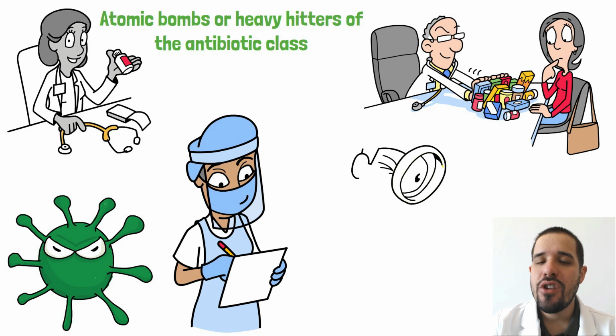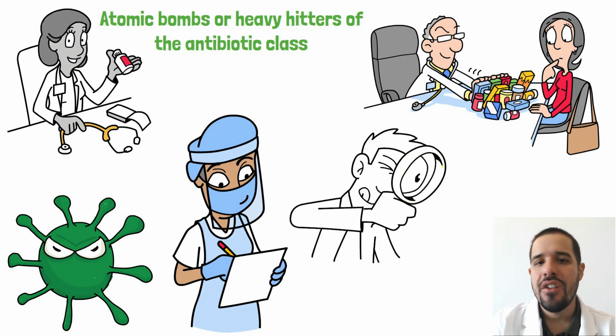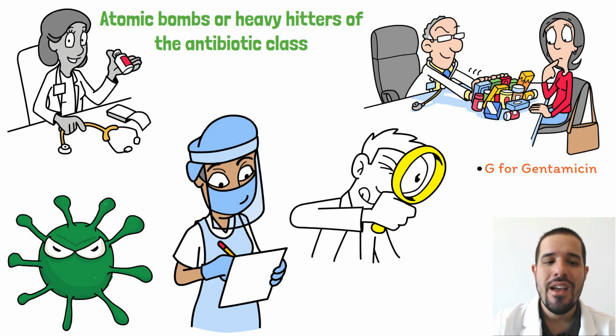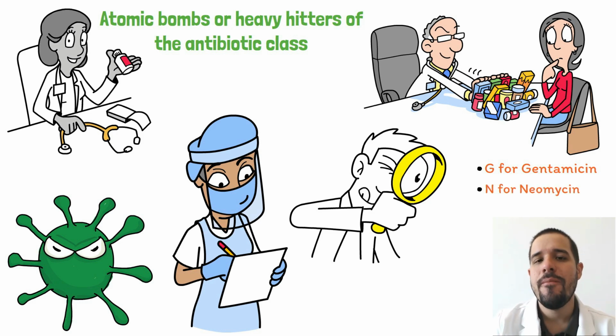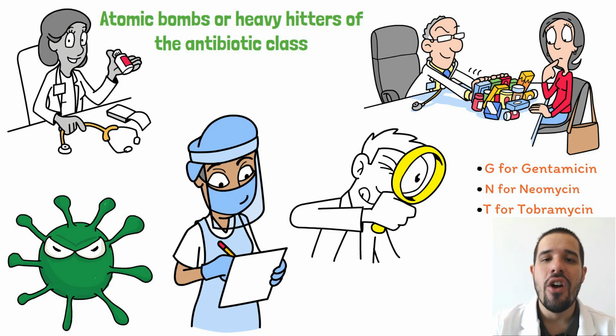With the acronym GNT, you can identify the three most tested upon antibiotics in the aminoglycoside classification, which are G for gentamicin, N for neomycin, and T for tobramycin. These three antibiotics are aminoglycoside antibiotics.